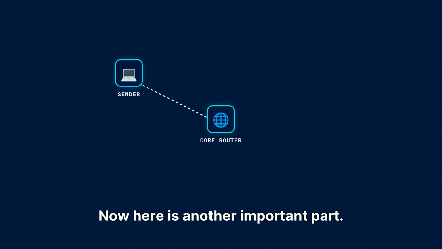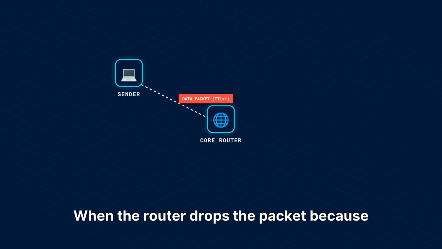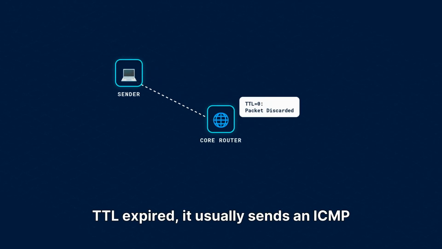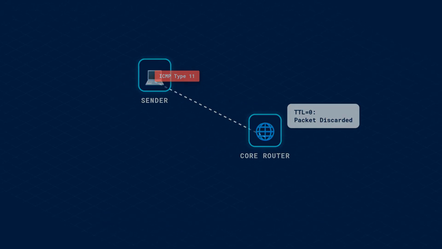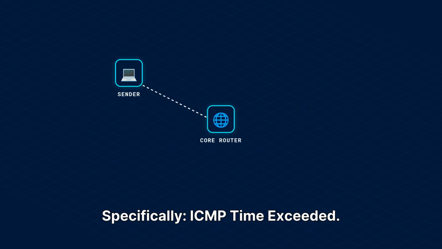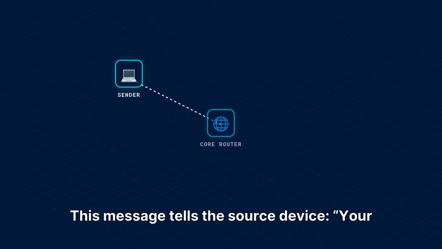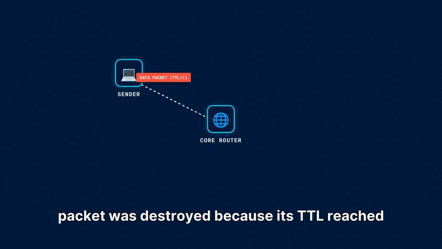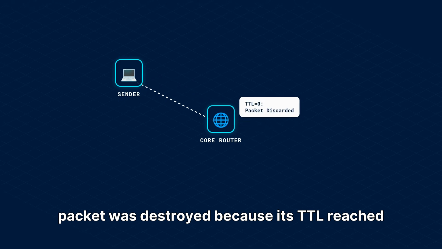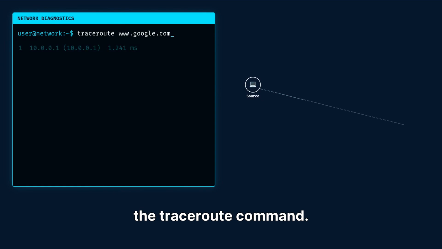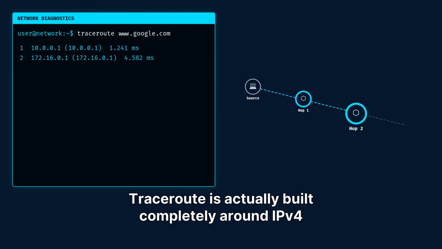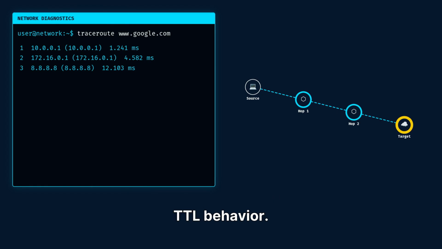Now here is another important part. When the router drops the packet because TTL expired, it usually sends an ICMP message back to the sender. Specifically, ICMP Time Exceeded. This message tells the source device, your packet was destroyed because its TTL reached 0. And this exact mechanism is used by the Traceroute command. Traceroute is actually built completely around IPv4 TTL behavior.